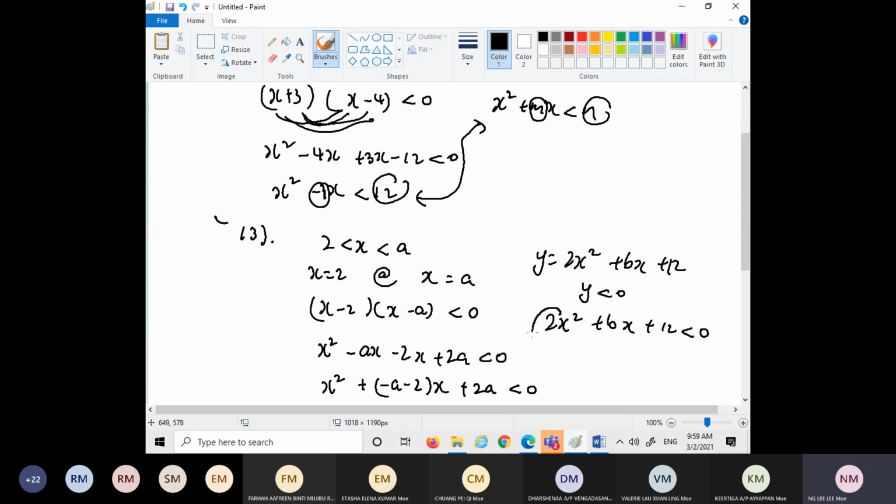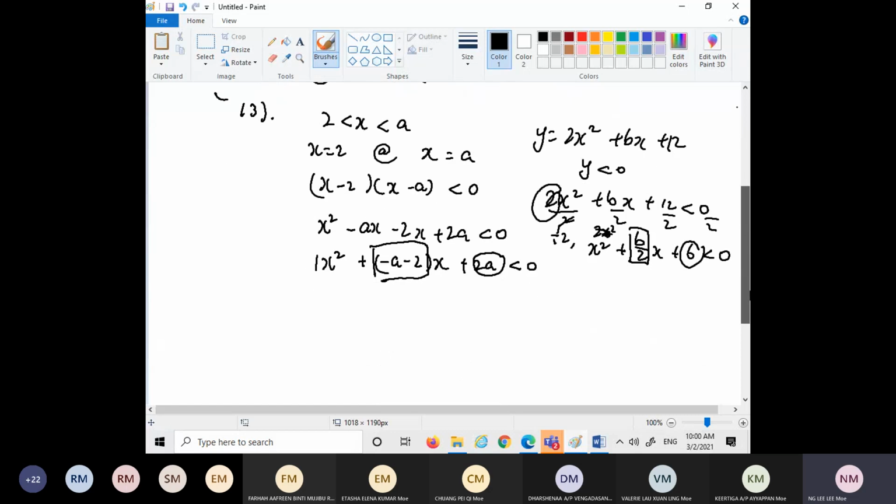You see the coefficient for x squared here is 2, but here is 1. So you have to make the coefficient become 1. Only then are you able to compare these two. So divide by 2 every term. So x squared plus b over 2 x plus 6, smaller than 0. Now you are able to compare, because the coefficients of x squared are both 1 already. So you will end up with two equations, then solve simultaneously.